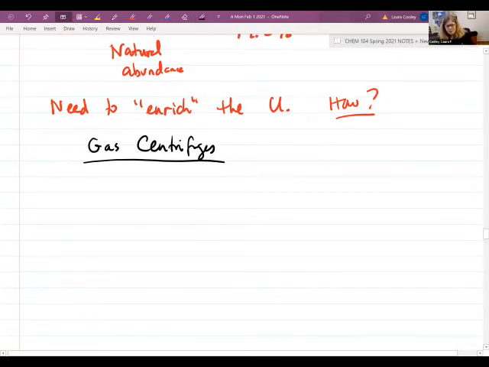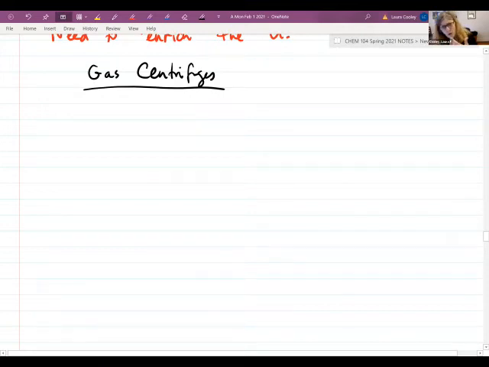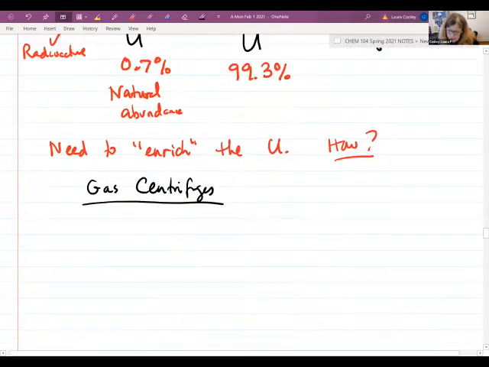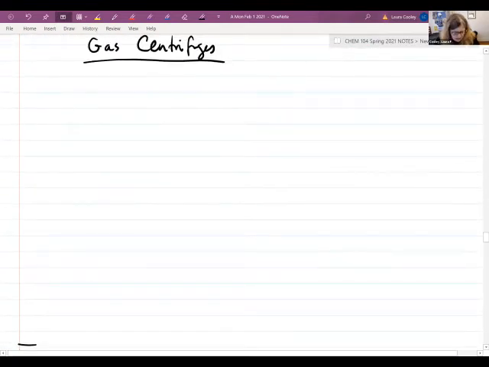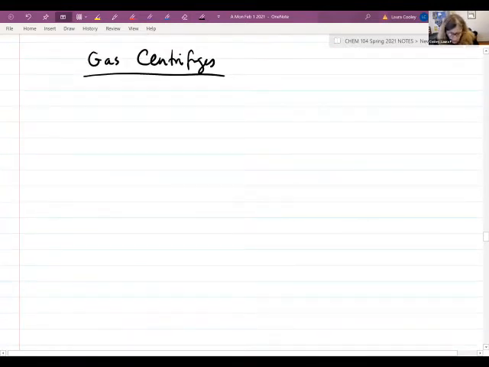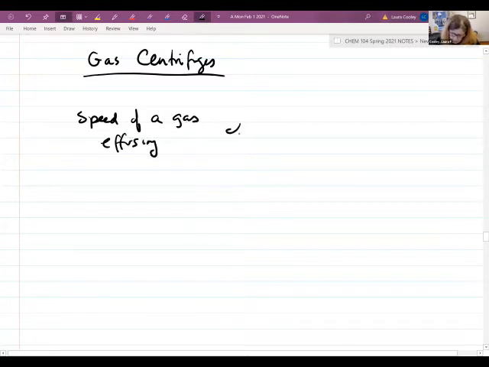All right, gas. But uranium isn't a gas. Uranium is a mineral. It's found in solid ores, like rocks. So how do you even make it into a gas? Well, that's why this whole phenomenon is so bizarre, how they did this. What it starts with is the fact that the speed of a gas effusing is proportional to 1 over the square root of the molar mass.